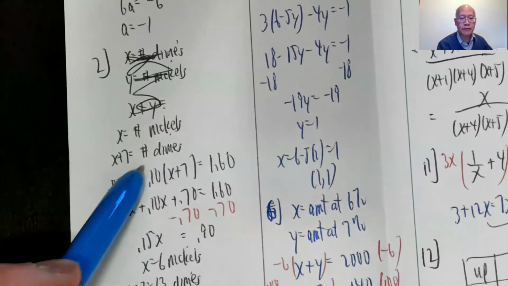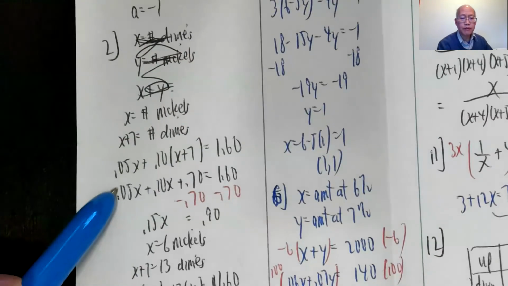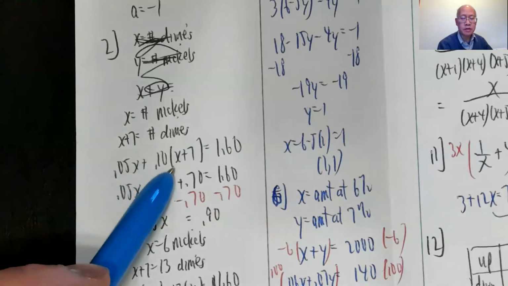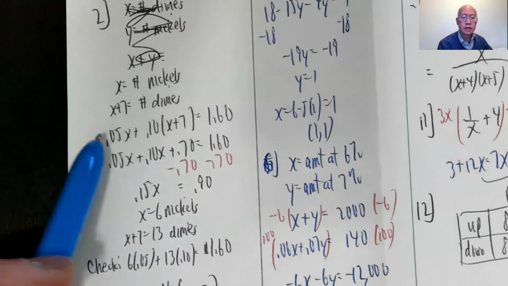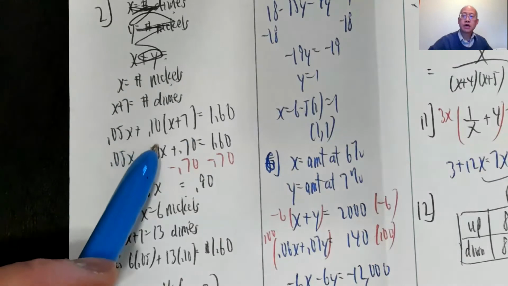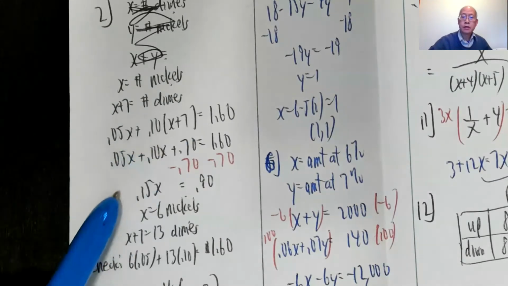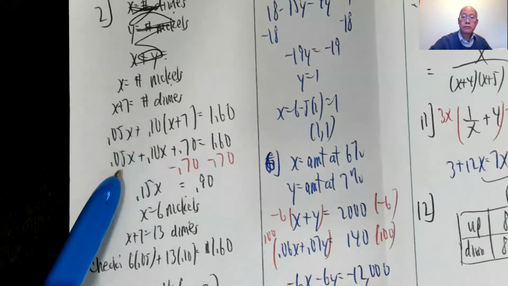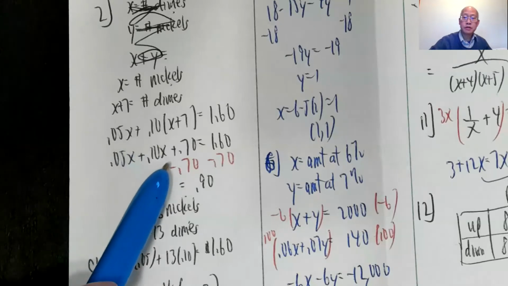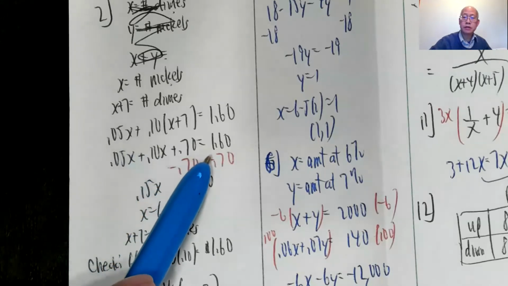Number two, let x be the number of nickels, then x plus 7 is the number of dimes. 0.05x plus 0.10 times (x plus 7) equals $1.60, since every nickel is worth 5 cents and every dime is worth 10 cents. Distribute: 0.05x plus 0.10x plus 0.70 equals $1.60.